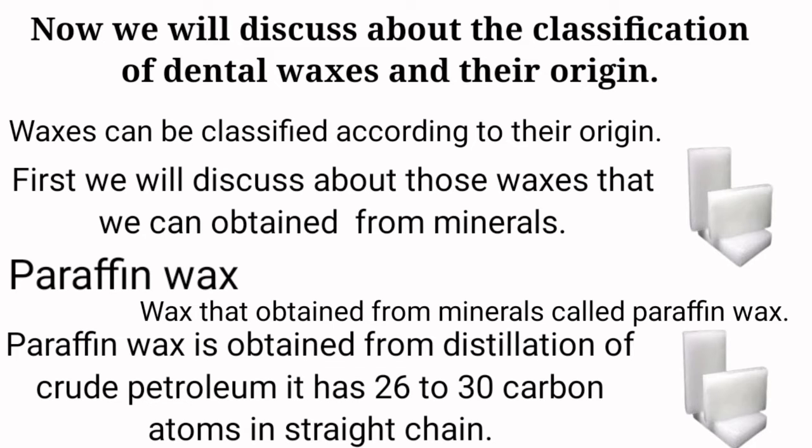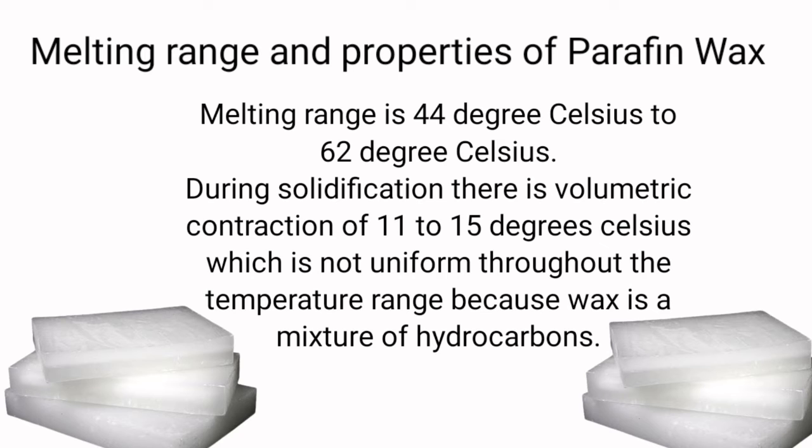Paraffin wax. Wax that is obtained from minerals is called paraffin wax. Paraffin wax is obtained from distillation of crude petroleum. It has 26 to 30 carbon atoms in straight chain. Melting range and properties of paraffin wax. Melting range is 44 degrees Celsius to 62 degrees Celsius. During solidification, there is a volumetric contraction of 11 to 15 degrees Celsius, which is not uniform throughout the temperature range because wax is a mixture of hydrocarbons.